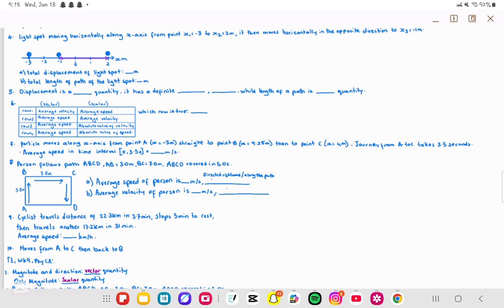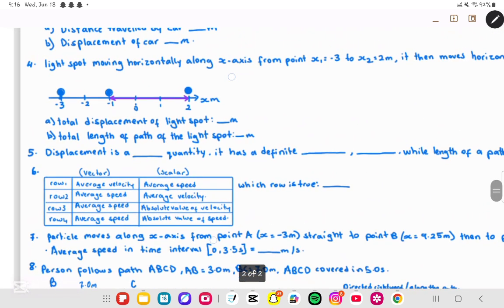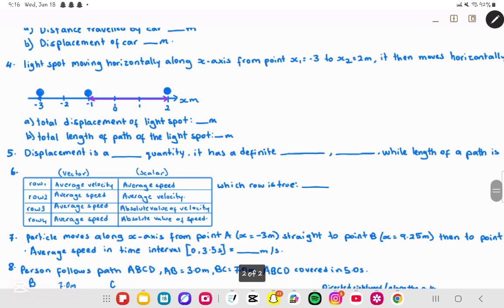A light spot moving horizontally along the x-axis from point x equals minus 3 to x equals 2. It then moves horizontally in the opposite direction to x equals minus 1 meters. What's the total displacement of the light spot? So look, they do it for us. First, it started at x equals minus 3, it went all the way to x equals 2.